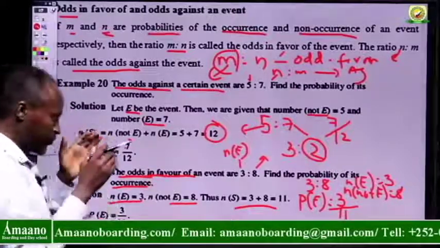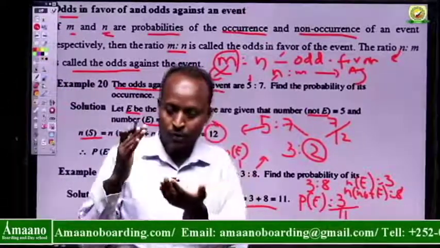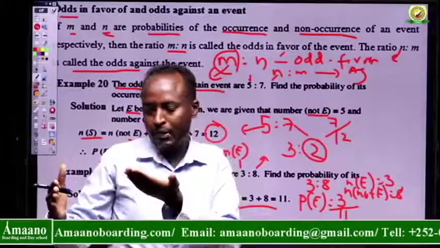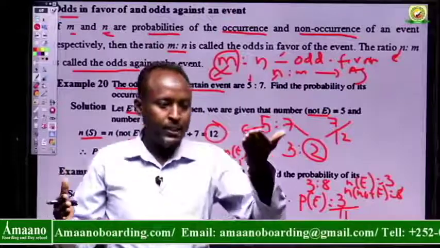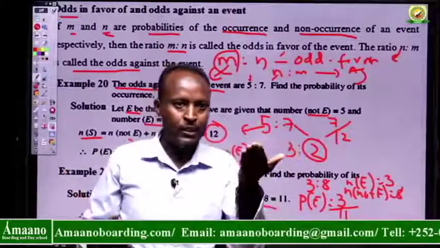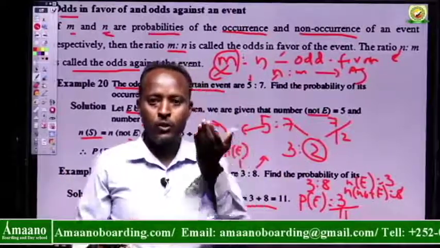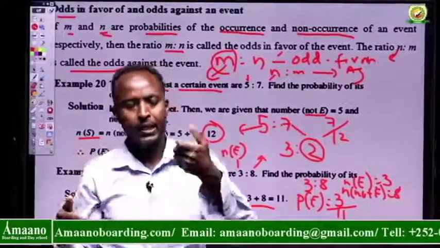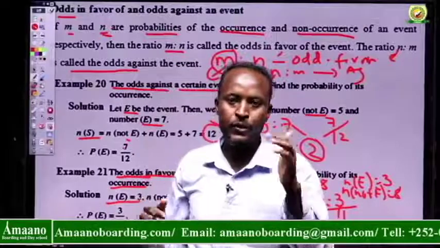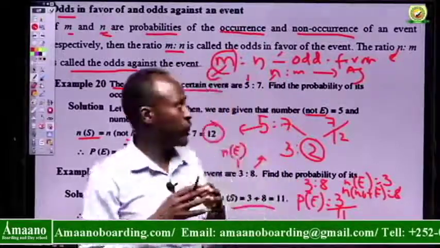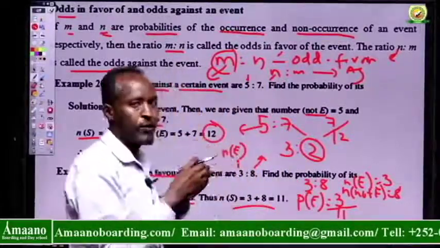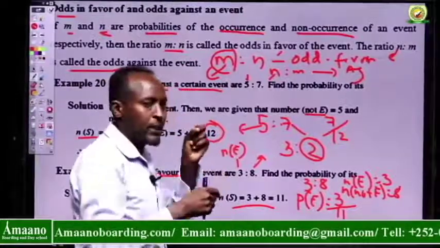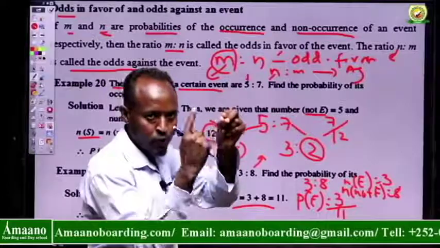Therefore, we will look. If we are told that the ratio is odds against, the first number indicates the number of ways that the event cannot occur. The second number indicates the number of ways the event can occur. If it is odds in favor, the first number is the number of times that the event can occur. The second number indicates the number of ways that this event cannot occur. Therefore, if we are given odds in favor, and we are asked to find the probability that the event will occur, you will start with the first number divided by the sum of the two numbers.